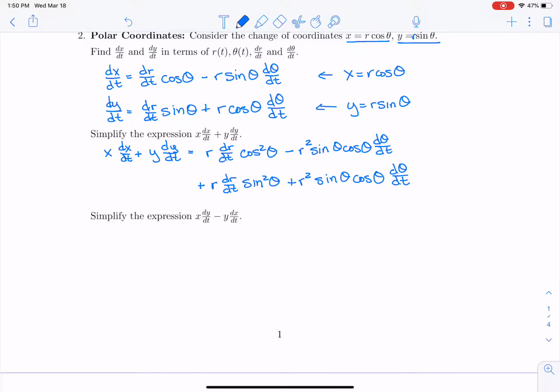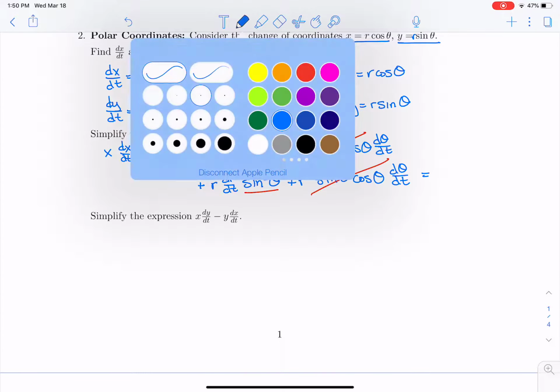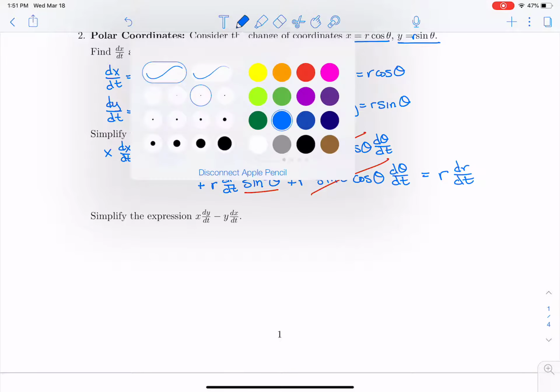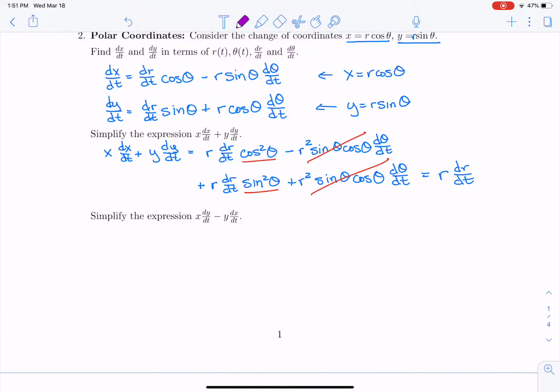And I notice if I add up x dx/dt and y dy/dt, I see that the second and fourth terms cancel, and I have a cosine squared and a sine squared in the first and third terms that add up to 1, and I just get r dr/dt. And so now I have this relationship that r dr/dt is equal to x dx/dt plus y dy/dt.